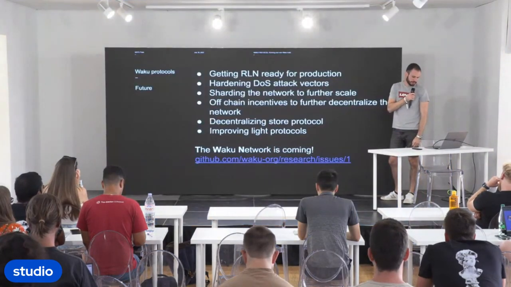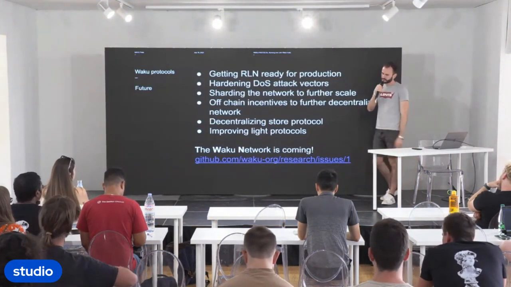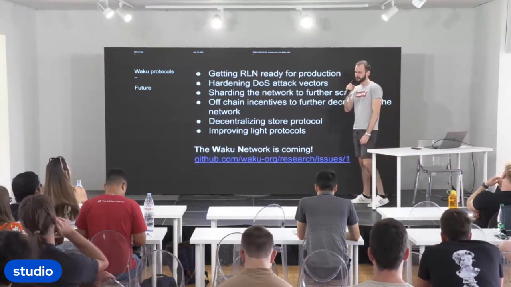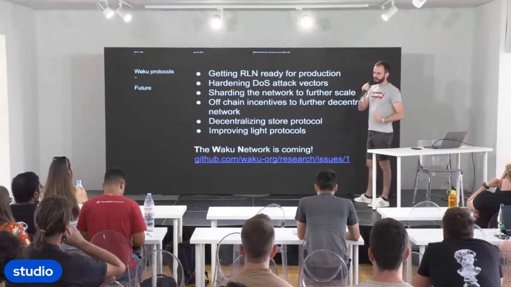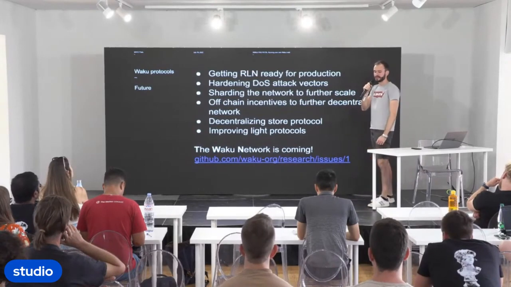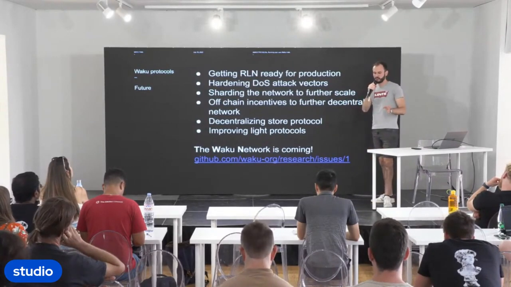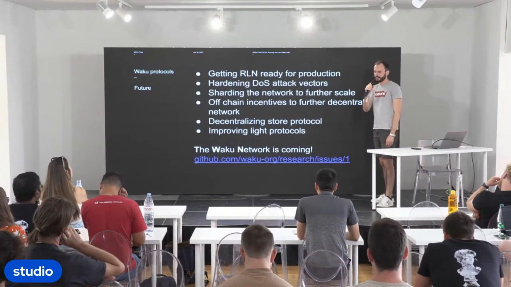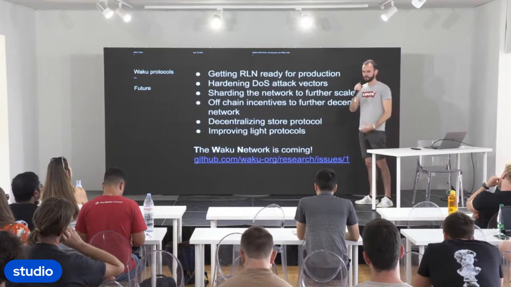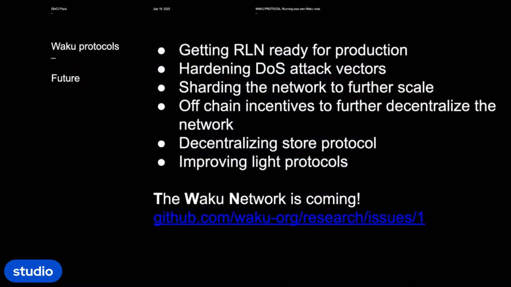So the future. This is our 6 months, maybe a bit more, 6 to 8 months time plan. As I said before, we plan to launch the so-called Waku network. We already have a Waku network, just wanted to be clear on that, but we aim for more, to have better properties. So this is what we are working on roughly. We are getting RLN ready for production, because right now RLN is not ready yet for production. We are also hardening denial of service attack vectors that you can have in a peer-to-peer network.